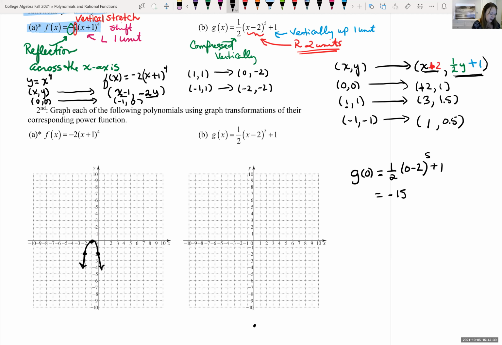Okay, so we have the points at 2, 1, 3, 1.5, and 1, 0.5, and then down here. Okay, so this definitely looks like the shape of the graph I would get.